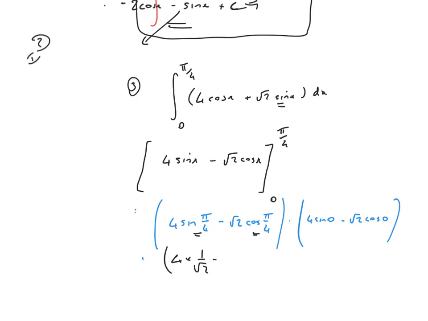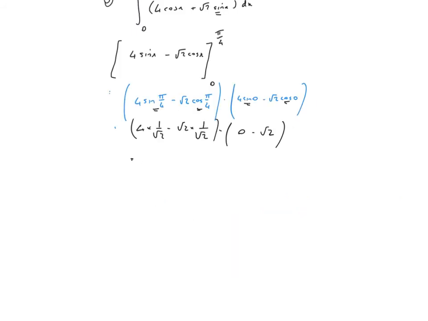And cos 45, cos pi over 4, also 1 over root 2, minus root 2 times 1 over root 2, close the bracket, minus open up, sine 0, 0 times that before is still 0, root 2 times cos 0, well, cos of 0 is equal to 1, so that's just root 2 times 1, which is root 2. Okay, let's start to tidy this up then. So it's going to be 4 over root 2 minus root 2 over root 2 minus, that's going to be plus root 2.